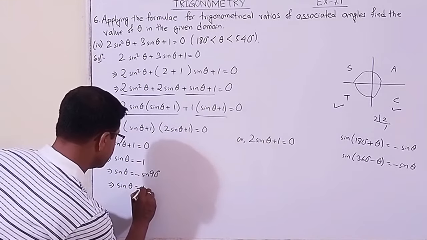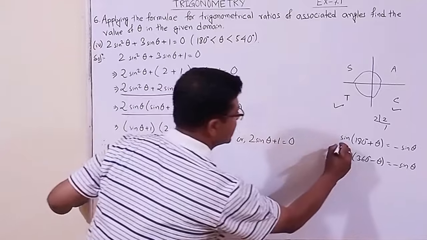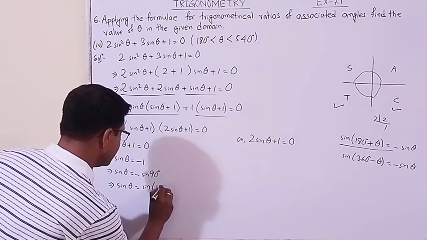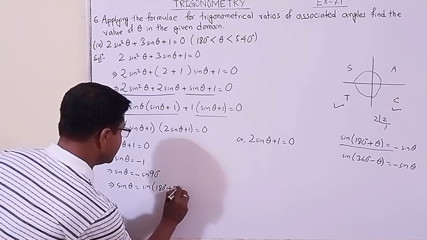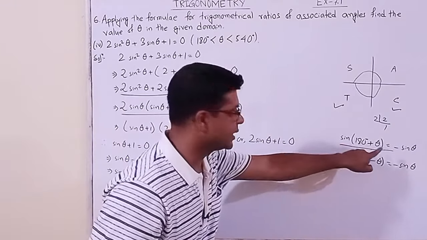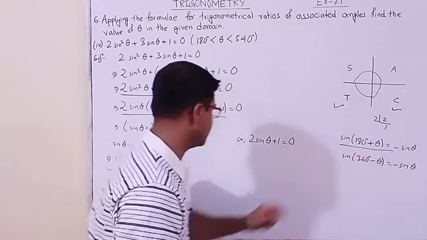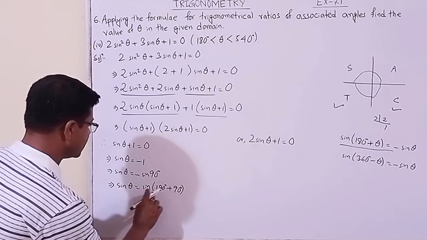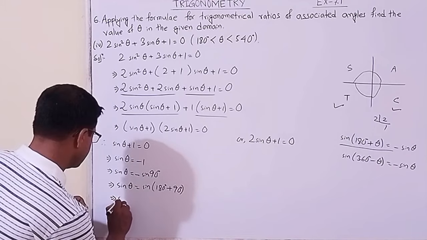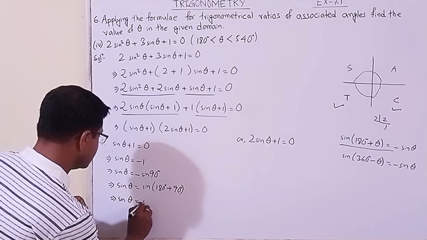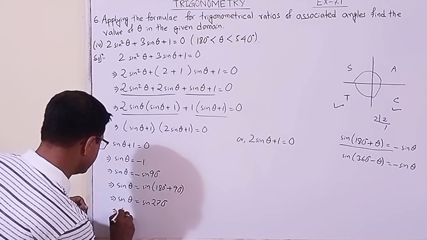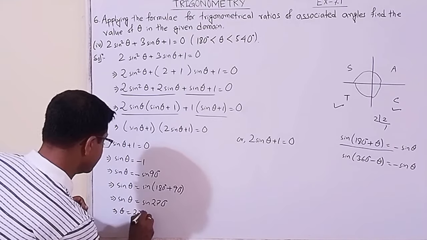Okay, so this is sine of, this one we are applying. Sine of 180 plus 90 degree, because sine of 180 plus theta is minus sine theta. So minus sine of 90 is equal to sine of 180 plus 90, sine of 270 degree. So theta equal to 270 degree.